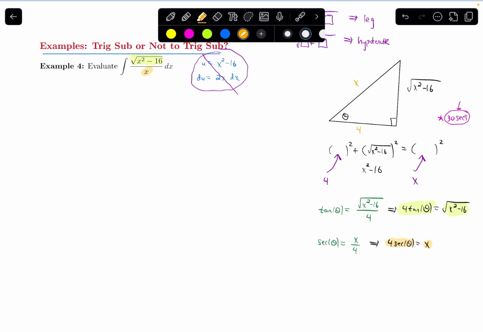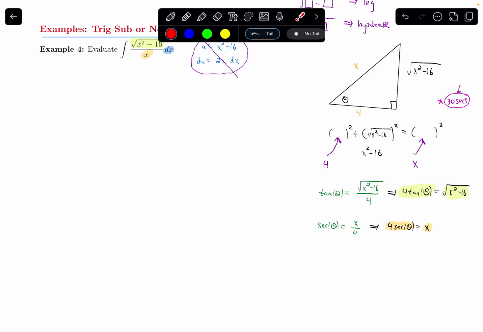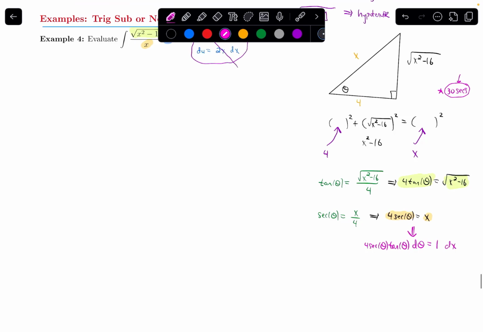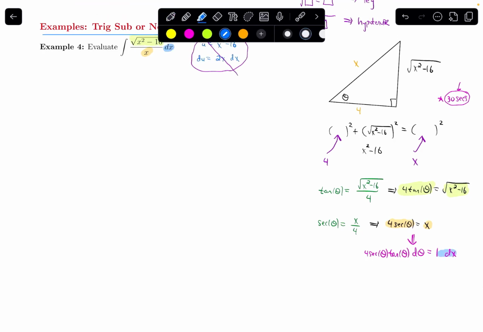Nice. The only other thing we'll have to plug in for is the dx. To do that, I pick one of these substitutions and I take the derivative of it, whichever one's simpler. So this one looks simpler because it's easier to do the derivative of x than this square root term. So doing that derivative, on the left, I get 4 secant theta tangent theta d theta. On the right, I get 1, and then I got to put a dx next to it. And then I will highlight this. So dx is just 4 secant theta tangent theta d theta.